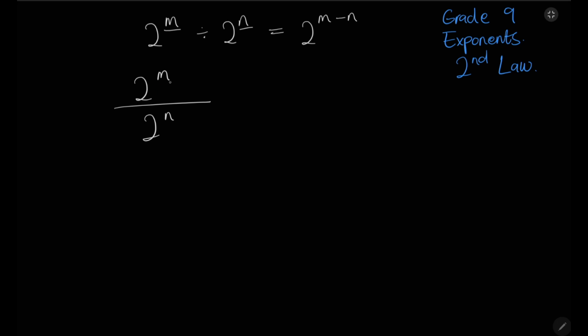If you have 2 to the power m over 2 to the power n, it's 2 to the power m divided by 2 to the power n. So we still solve it the same way. Do we have the same base? We have 2 and 2, which is 2. Now we subtract our exponents, m minus n.